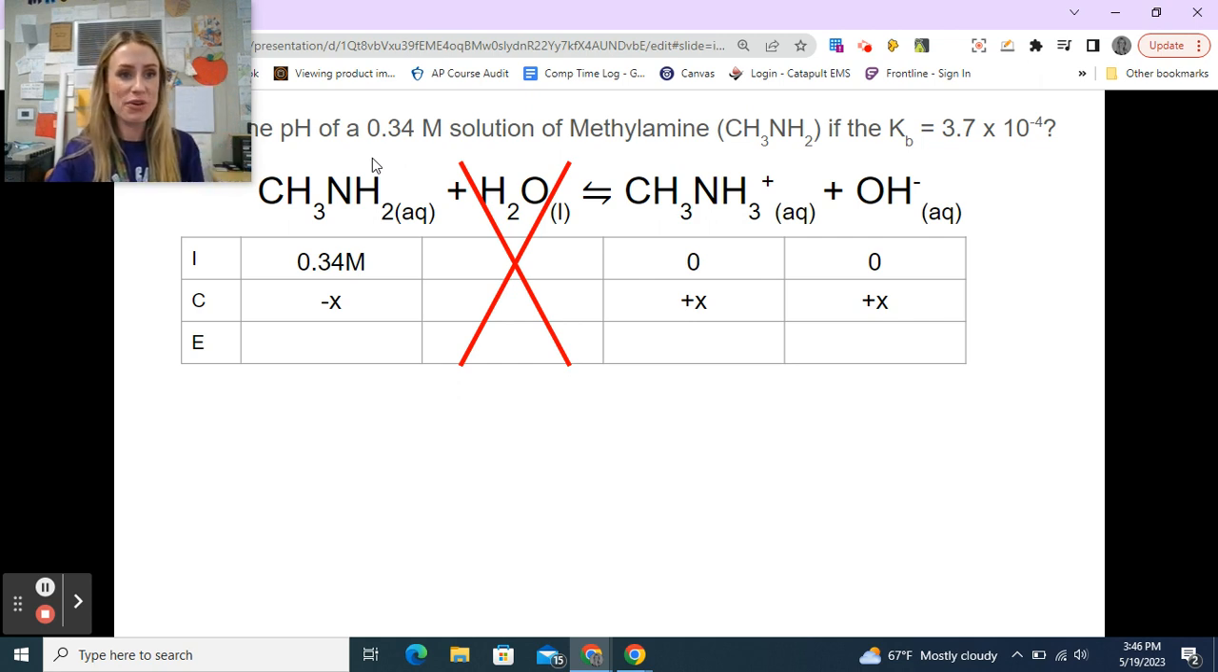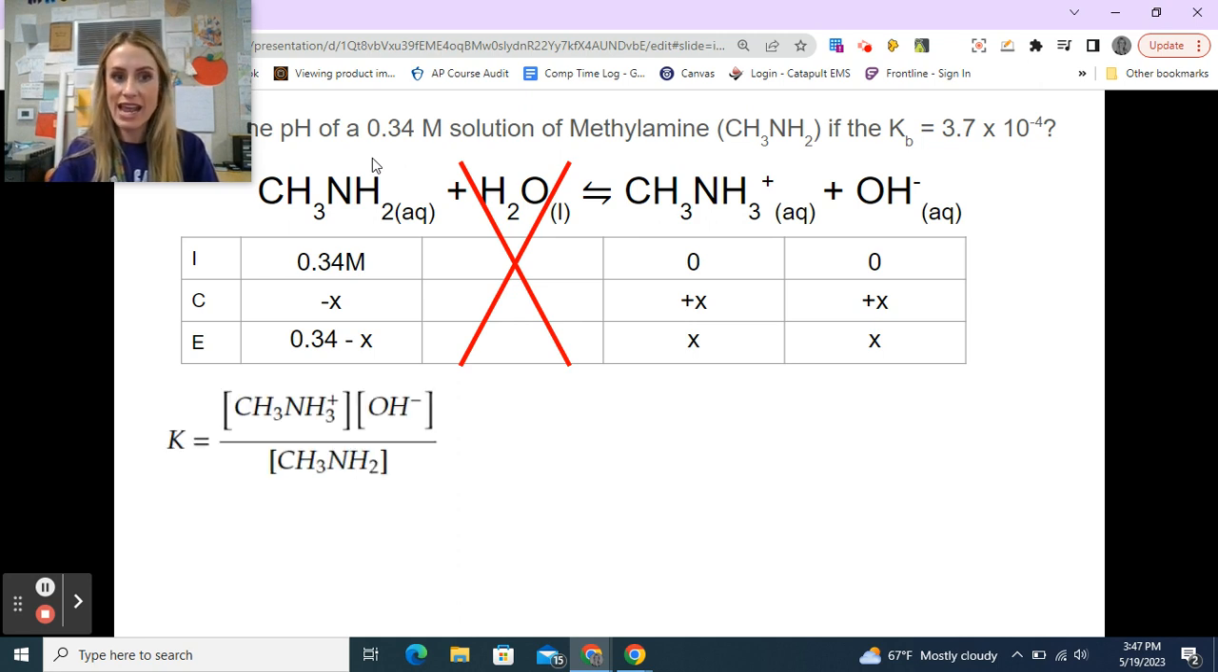And then I just add downward for my equilibrium constants here. I get 0.34 minus X and then 0 plus X for both of those products. So for the base dissociation constant, remember, we do not include liquid water because we don't include any liquids or solids in our equilibrium expressions. So we get that the K is equal to my two products, the concentration of this times the concentration of hydroxide over the concentration of my methylamine, my reactant.